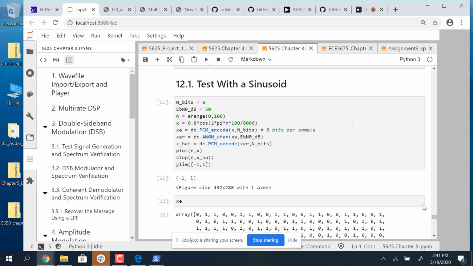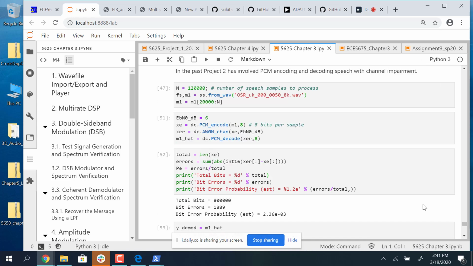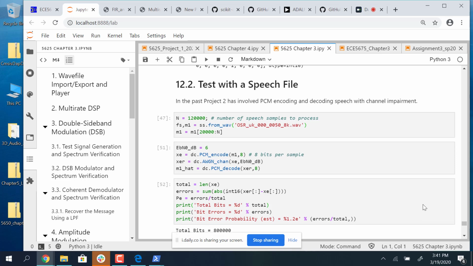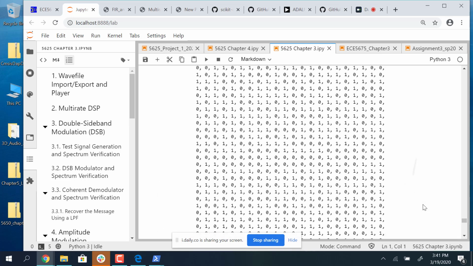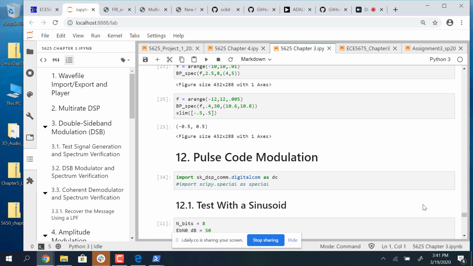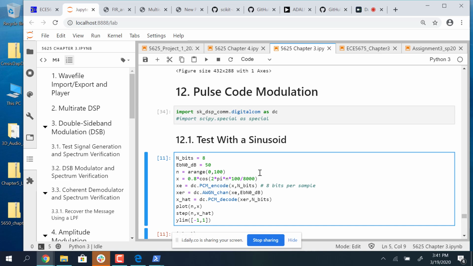What I wanted to come back to is the PCM encoding functions, which is something that you'll be playing with in the second project. So I have these functions, and I talked about them a little bit last time. They're located inside the digital comm module. So you have to load Scikit DSP comm digital comm, and then you have access to PCM encode and PCM decode.